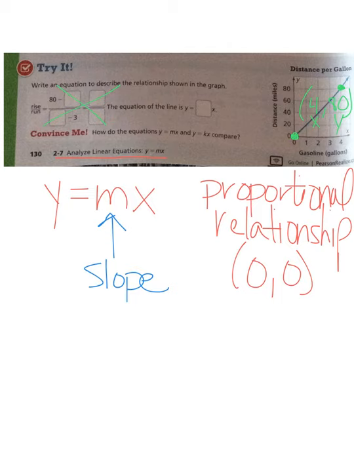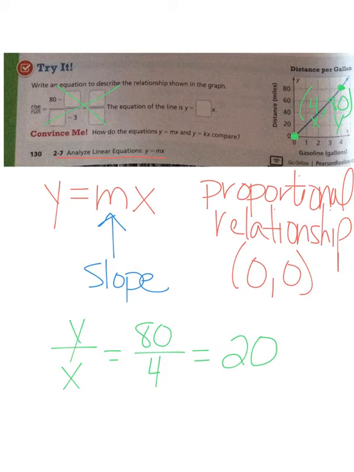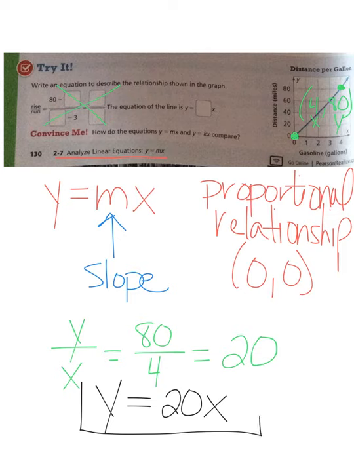So to find my slope, because it goes through 0, 0, remember we have y over x, so we have 80 divided by 4. And we know 80 divided by 4 is 20. So that's your slope. Now let's write the equation. Your final answer would be y equals your slope, which is 20, and x. So we are finding what the slope is, and then we are just writing it into our equation.